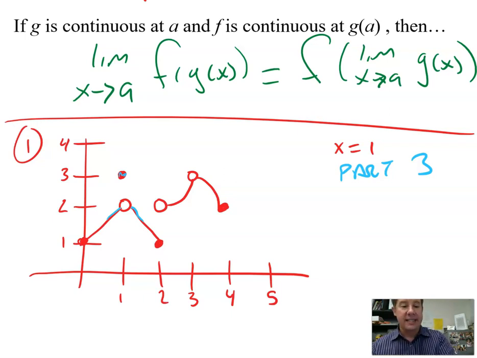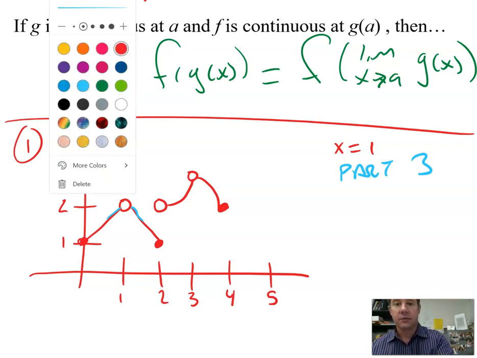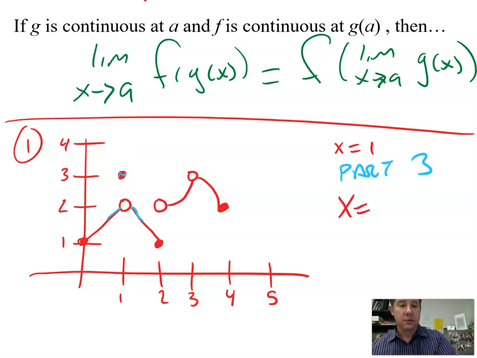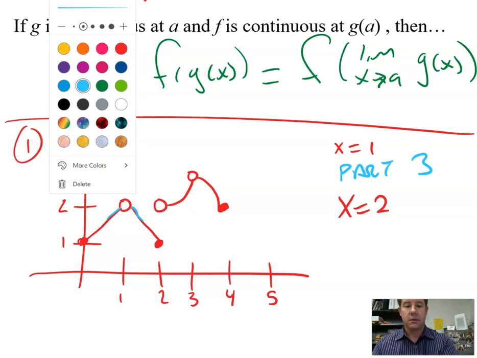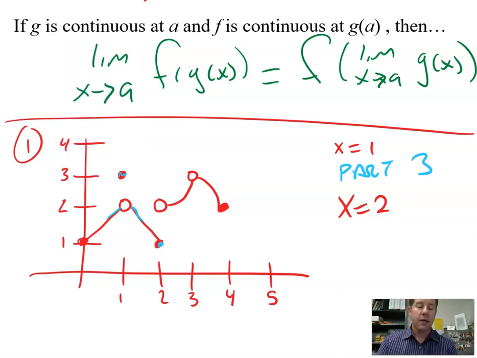All right, at x equals 2. Again going through my checklist, does it exist at 2? Yes, it does. Does the limit exist? Well, from the left and from the right, we're going to 2 different areas, so no. This violates part 2, or rule 2, of the continuity checklist.